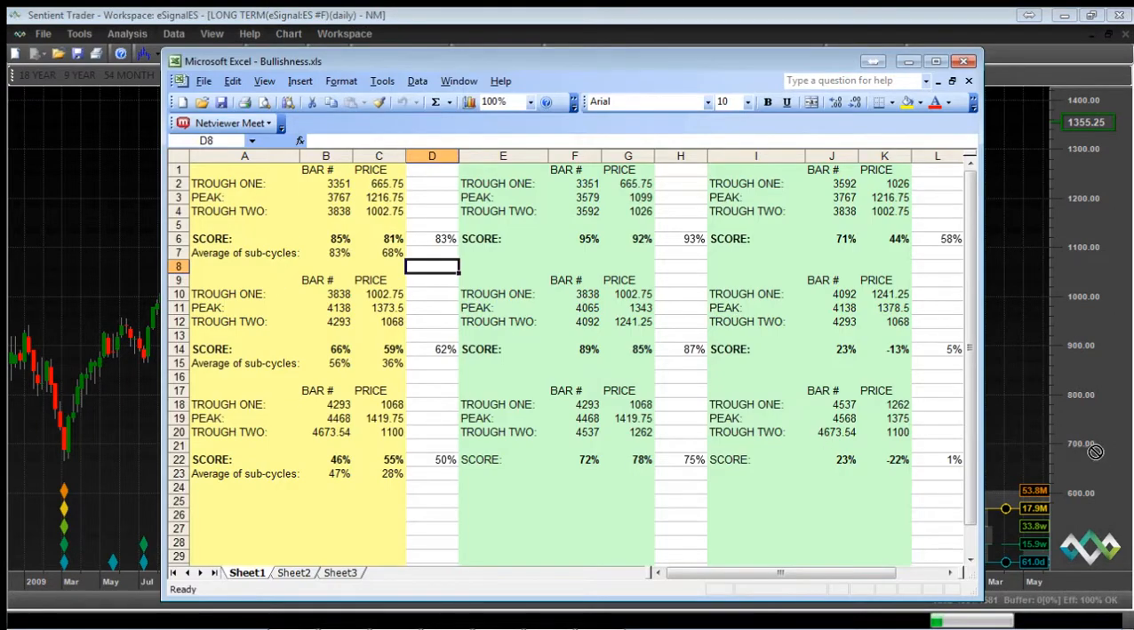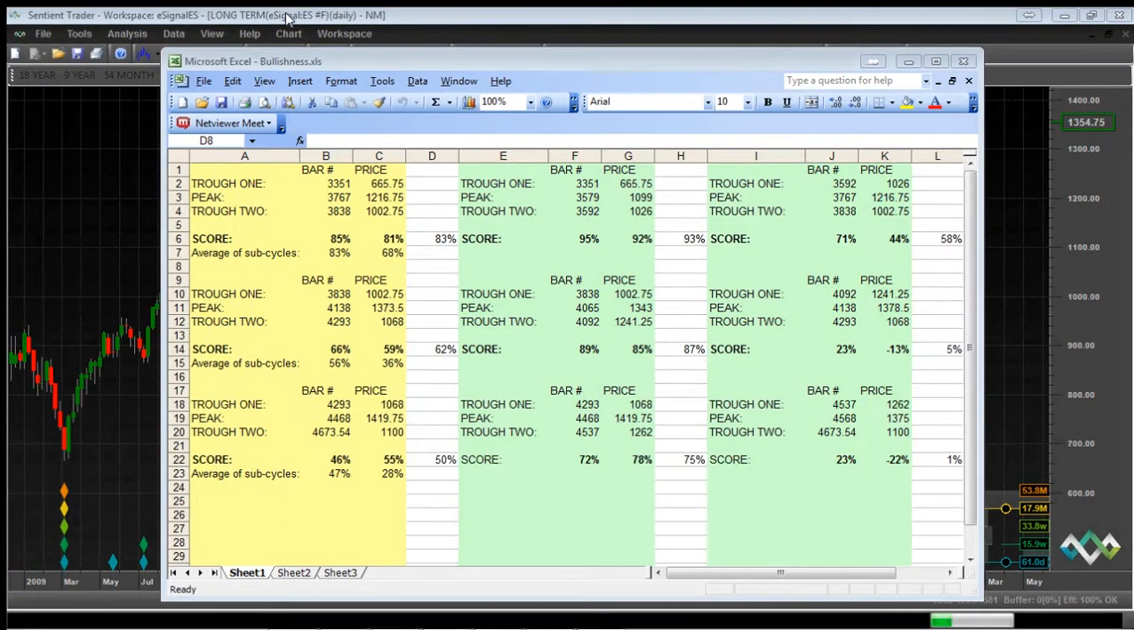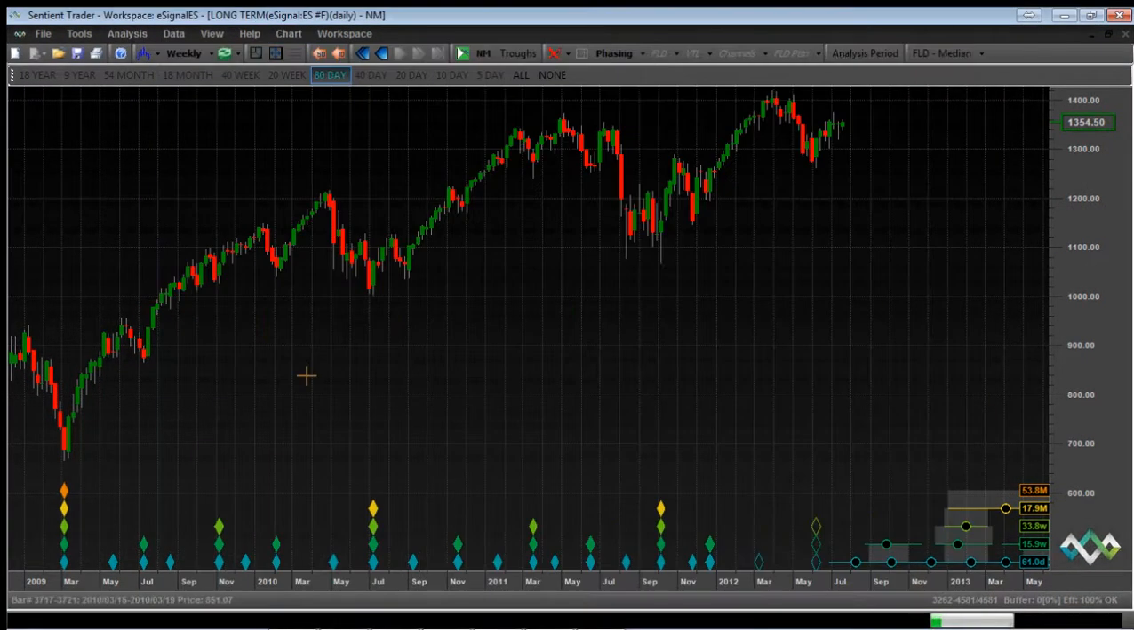So there are several things to notice here. I'm speaking about actually putting a number to the cycle shapes that we're seeing in this market. As you can see, in this left-hand set of 3 columns, I have analyzed the numbers of the cycle shapes for the first 3 18-month cycles. Here is that one. It has a score of 85% and 81%. Here is the second one. It has a score of 66% and 59%. Notice something? They're lower. So the second 18-month cycle has a lower score.